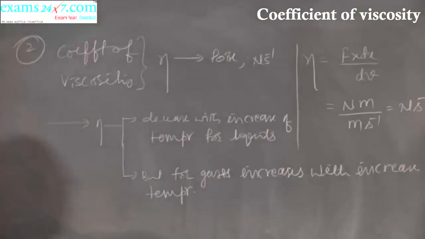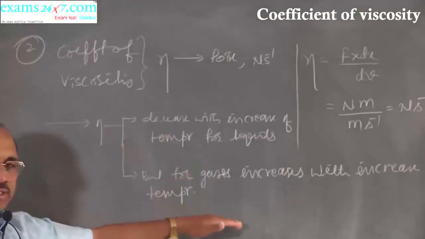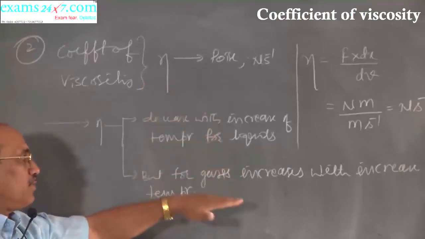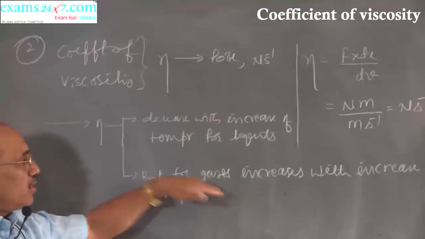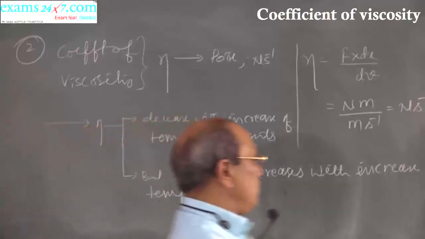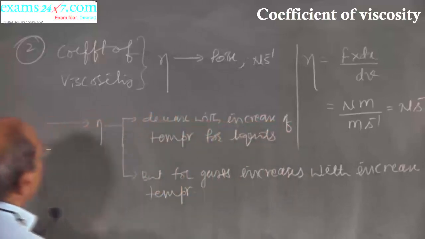If you take a general fluid, it may be both liquid and gas. In case of liquids, it decreases with increase of temperature. Here for gases it is direct: as temperature increases, the coefficient of viscosity also increases, because gas molecules start random motion and the viscous force goes on increasing, and that leads to the concept of coefficient of viscosity. So with this, we go towards Poiseuille's formula, the volume of liquid flowing out per second.